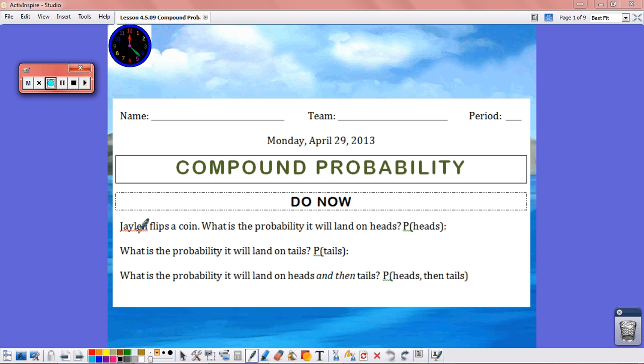For our warm-up, we have Jalen flips a coin. What is the probability it will land on heads? And this is a simple probability. We've already learned this. The number of possible outcomes is 2, heads or tails. And the number of ways to get heads is 1. There's one side that has heads, so it's 1/2. Probability that it will land on tails, same. There's 2 possible outcomes. Tails is one of them, 1/2.